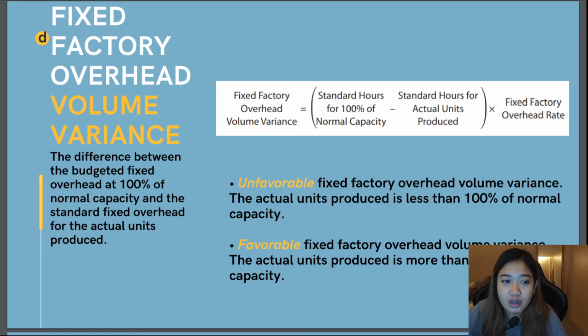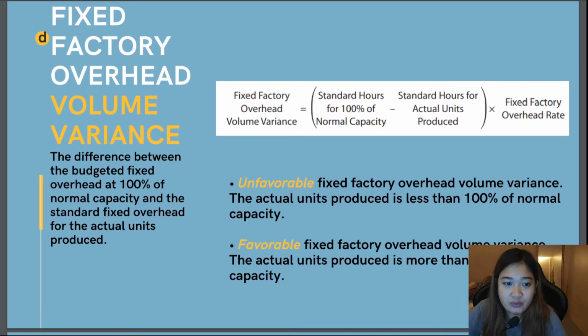Fixed factory overhead volume variance. Again, for the fixed factory overhead volume variance, it is the difference between the budgeted fixed overhead at 100% of normal capacity and the standard fixed overhead for the actual units produced.